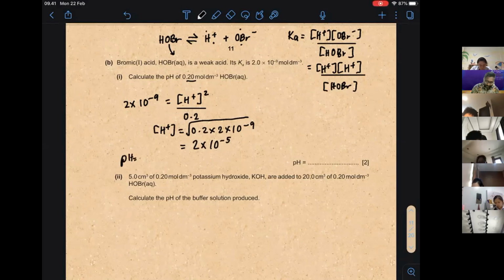pH is going to be negative log of the concentration of H plus, and you will get the answer as 4.69, so 4.70.